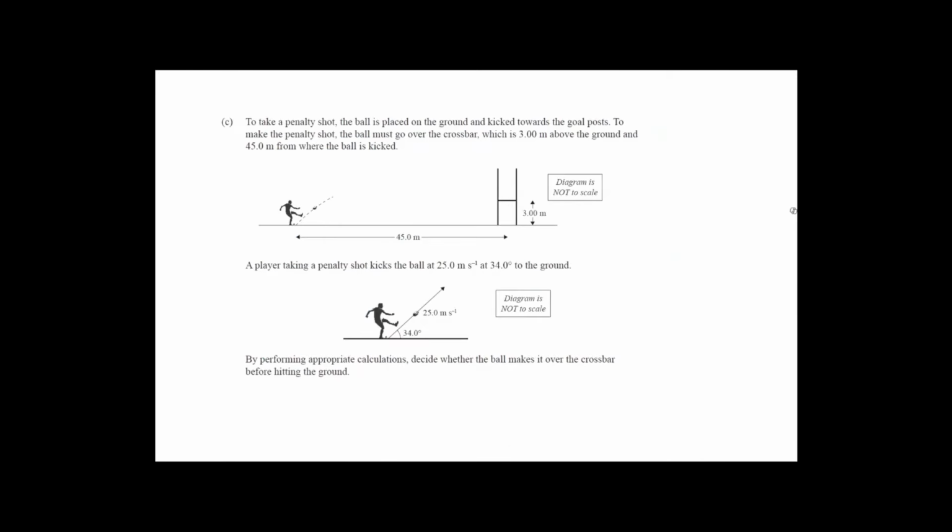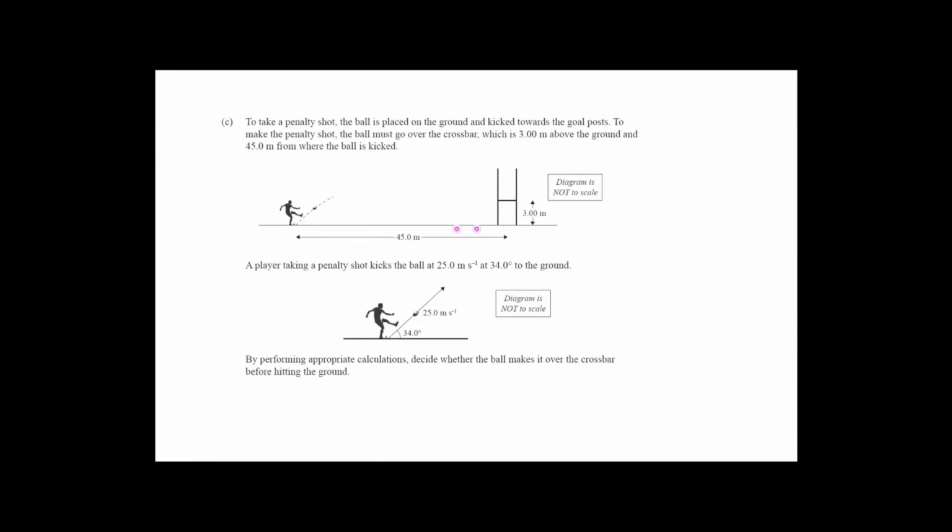So the next question wants us to consider a penalty shot. So take a penalty, the ball is placed on the ground, placed on the kicking tee, and kicked towards the goalposts. To make the penalty shot, I should say, the ball must be over the crossbar, which is 3 meters in height above the ground and 45 meters from where the ball is kicked. So it's a pretty long kick.